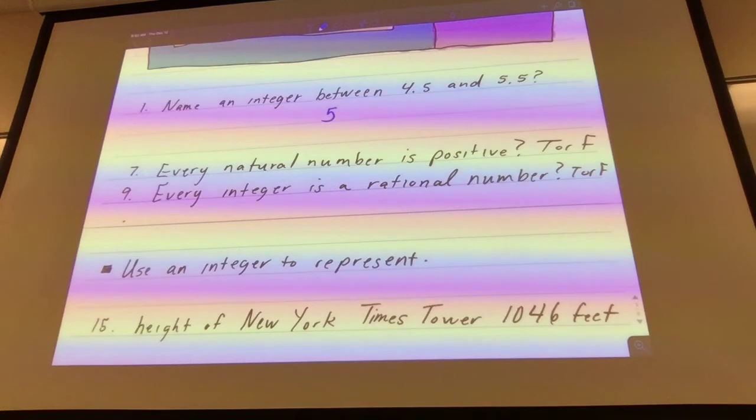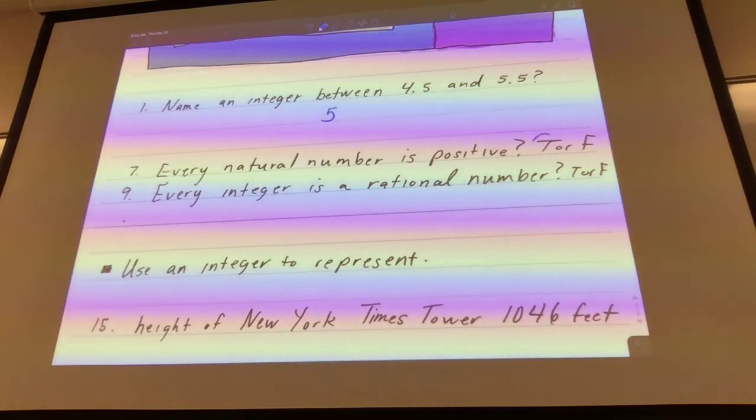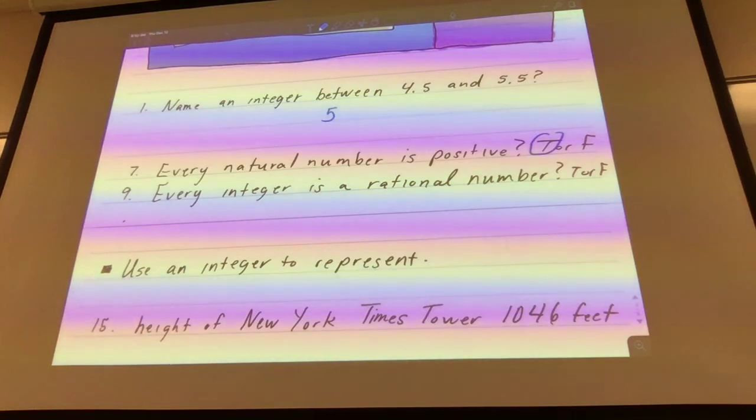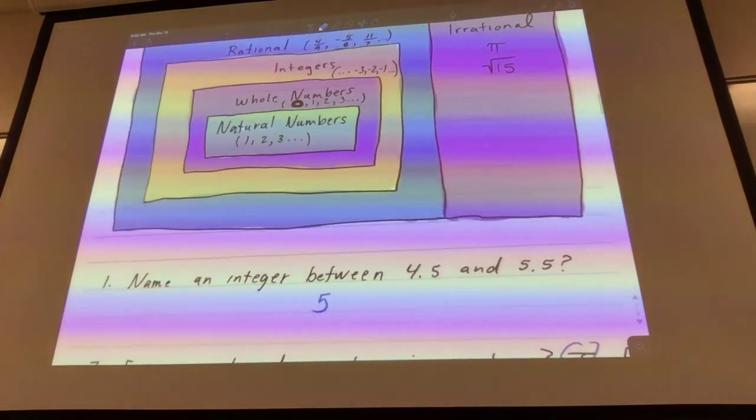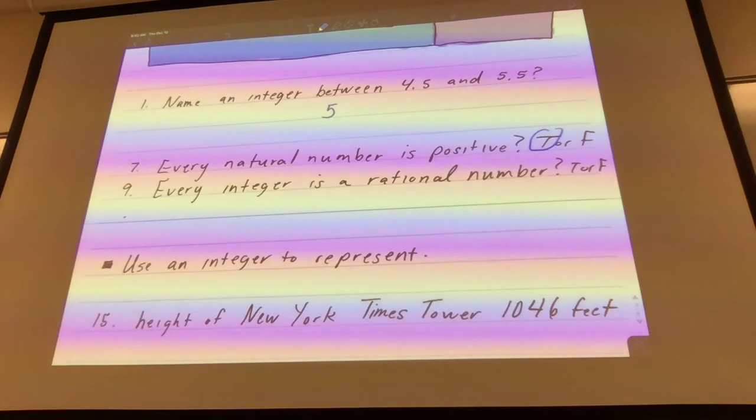Every natural number is positive. Remember, the natural numbers are the counting numbers. True or false? True. Okay. Every integer is a rational number. True or false? Yep. Look in there. Every integer is included in the rational numbers. So, true.